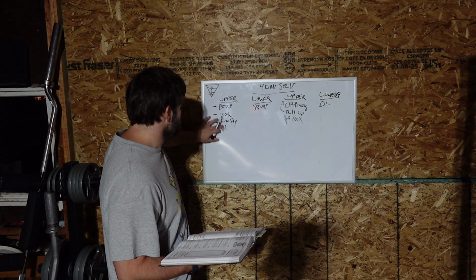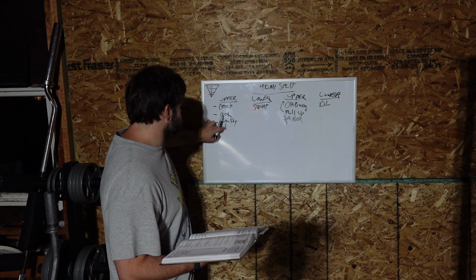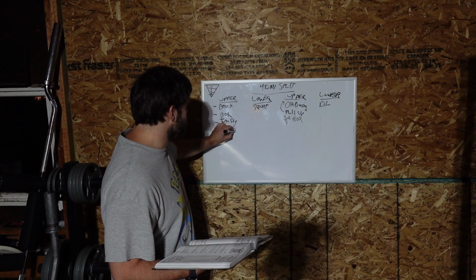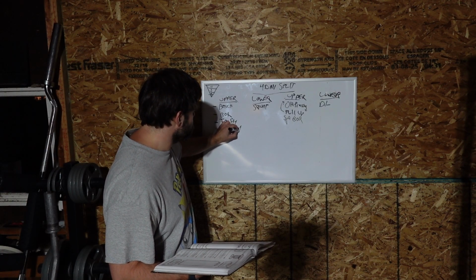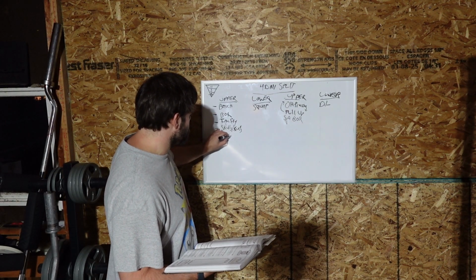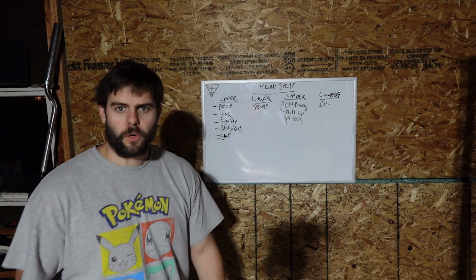And then bis and tris. Well, I'll write it out. We'll do skulls with seated curls. We'll just do curls. And then core. So I haven't touched on core yet, so we'll just leave it as a generic core.